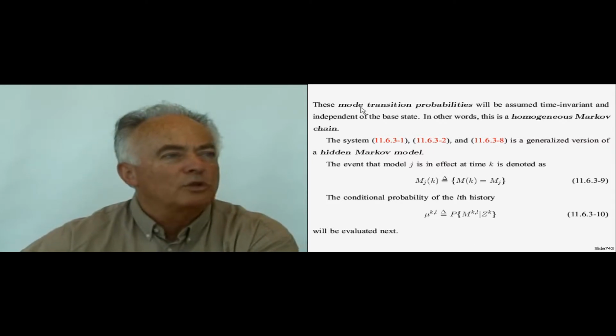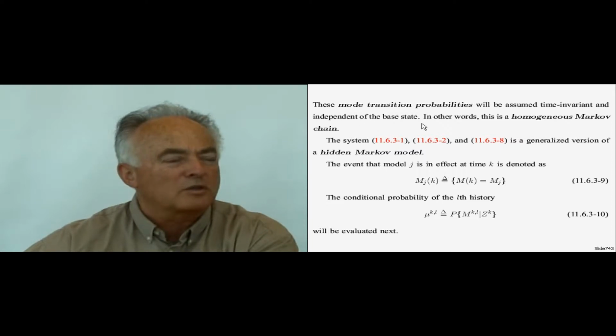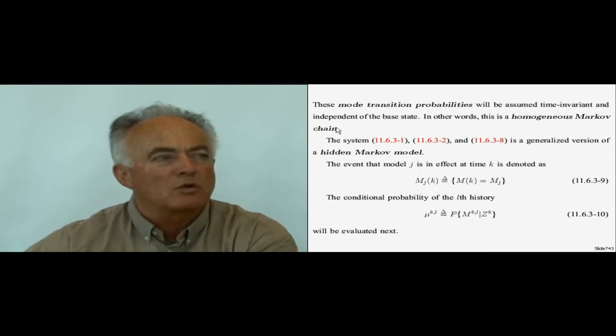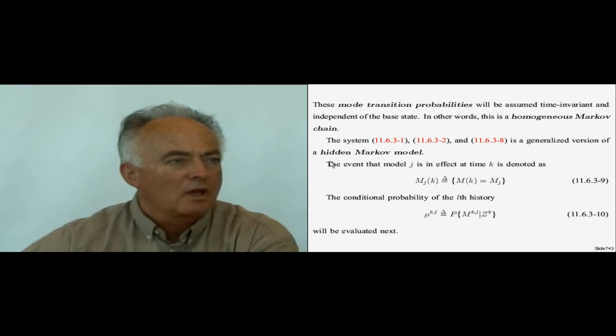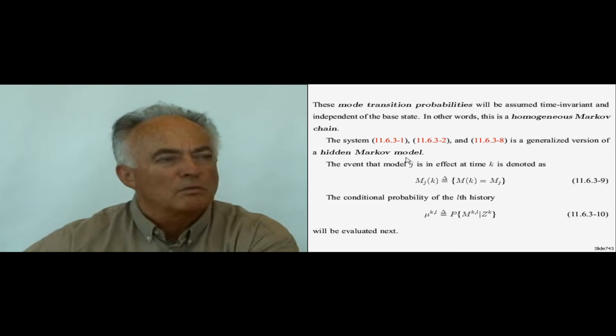Now, these mode transition probabilities will be assumed time invariant and independent of the base state. This is yielding what is called the homogeneous Markov chain. Our system, described by these equations 1, 2, and 8, is a generalized version of a hidden Markov model.